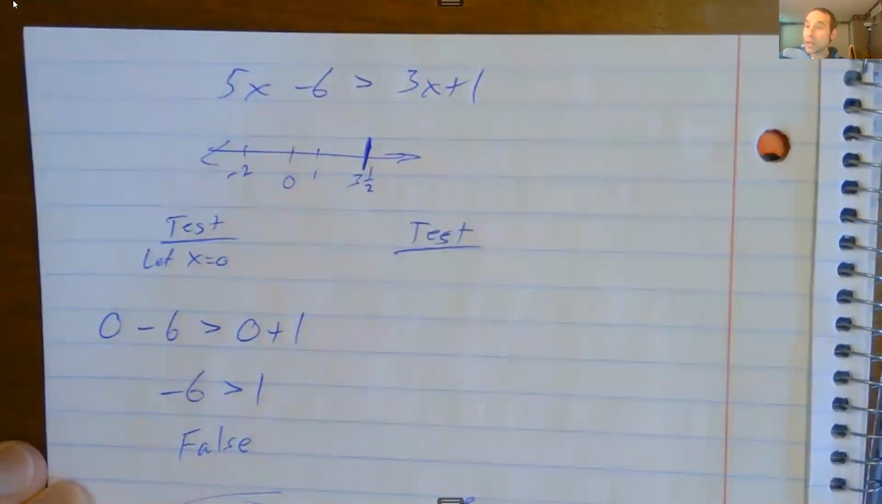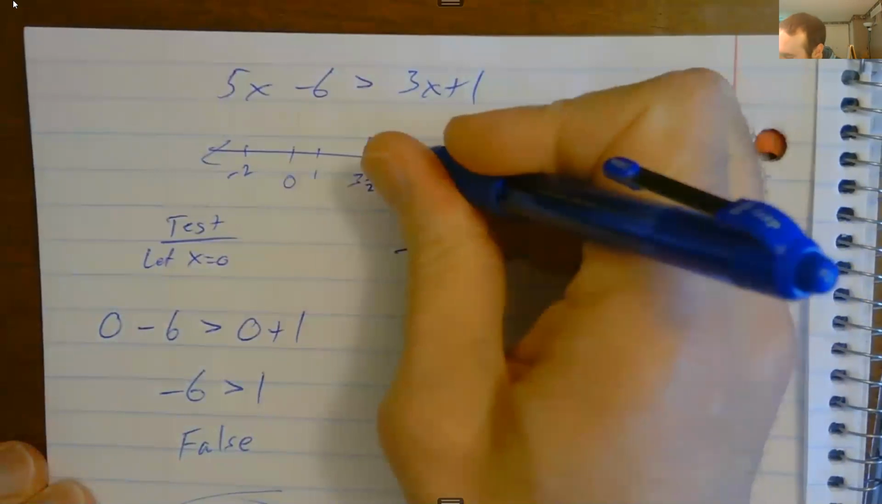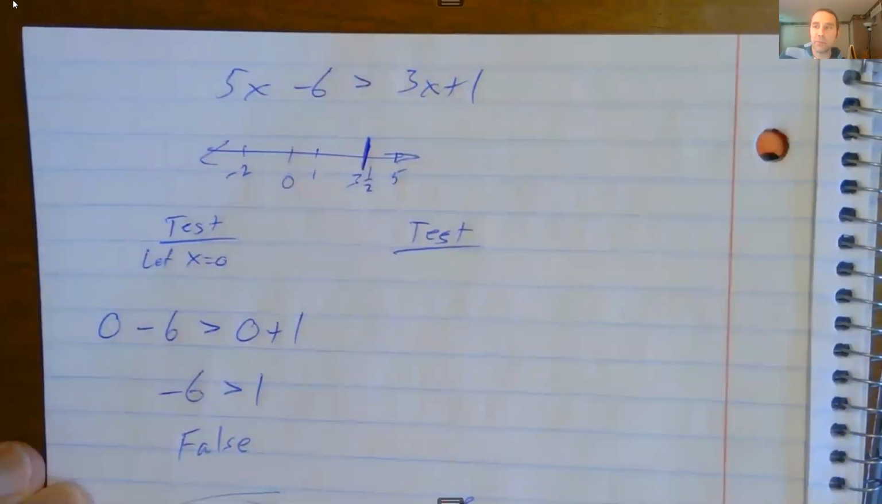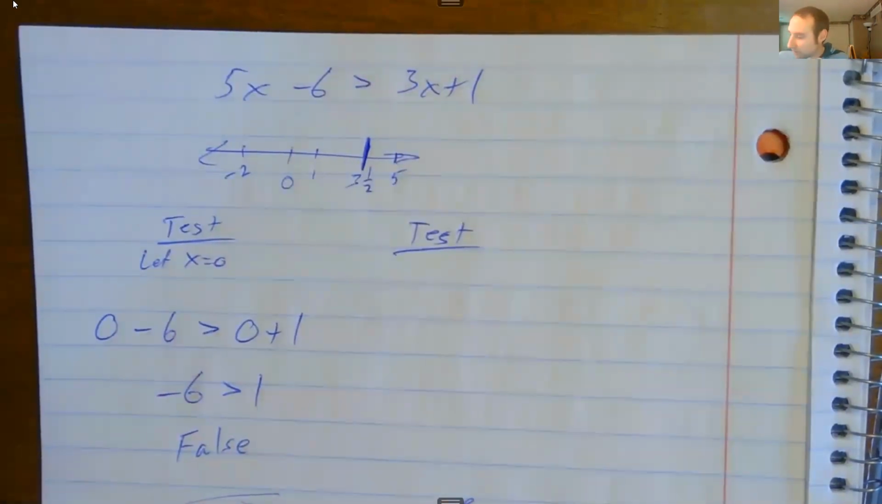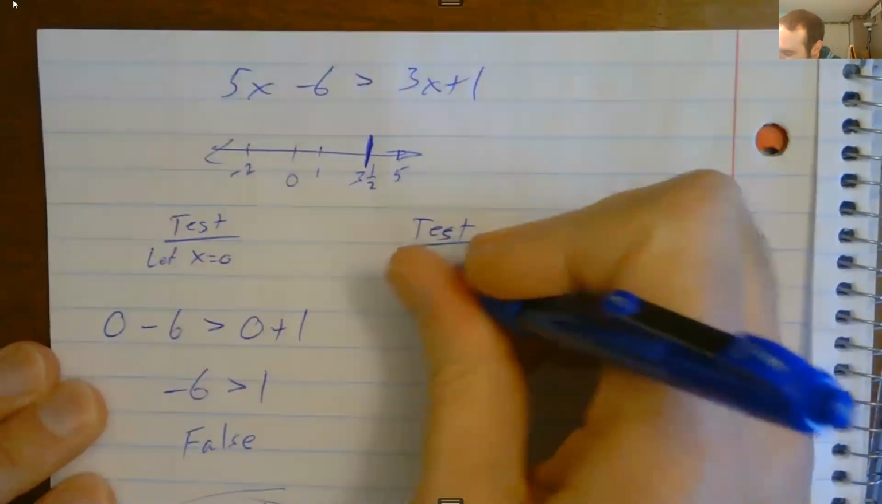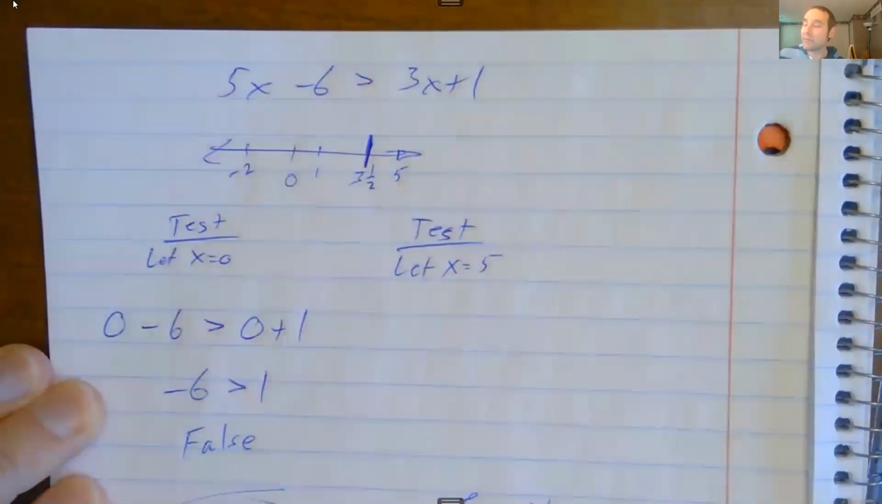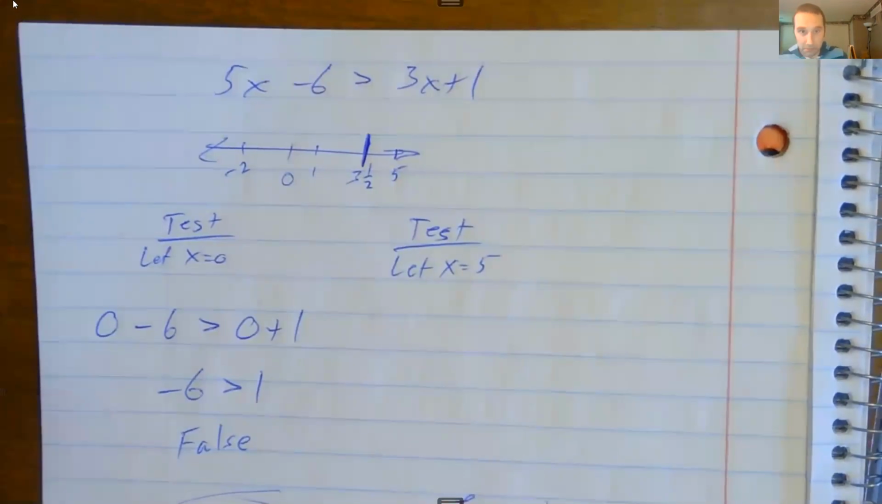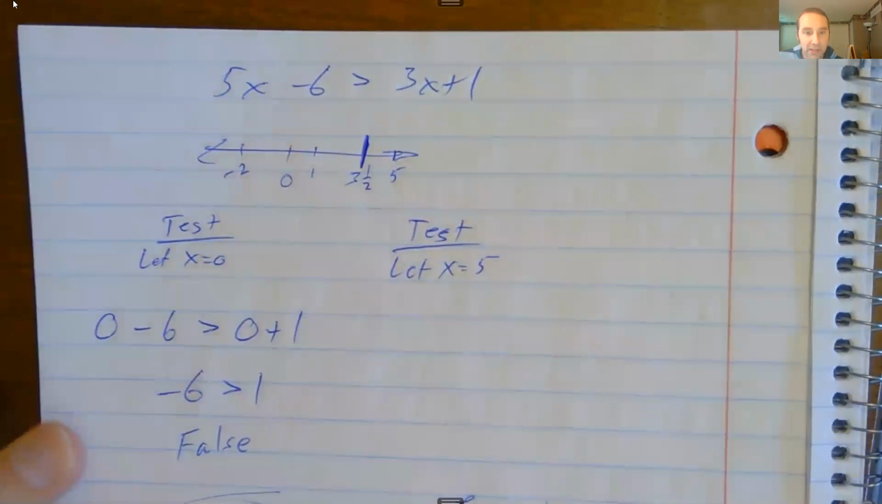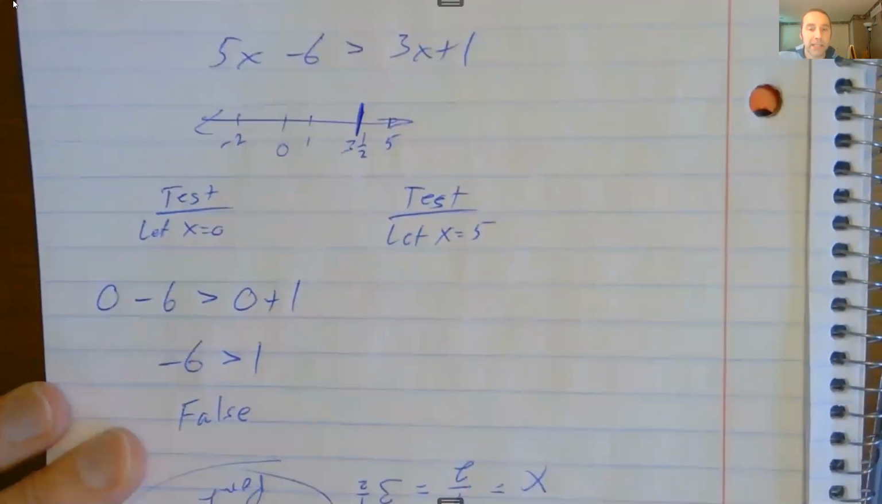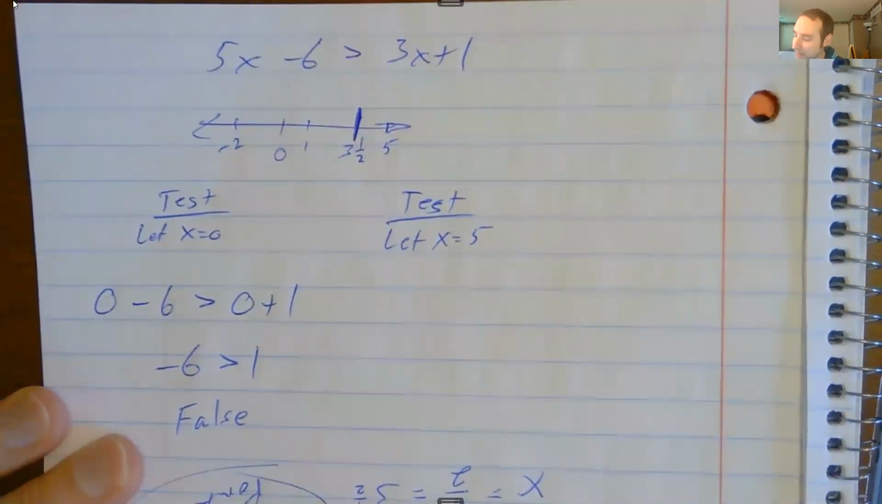I'm going to test something to the right of 3.5, and 5 is a pretty easy number for me to plug in. I know how to multiply things by 5 pretty quickly. So I'm going to let x equal 5. If you wanted to try x equal 10 or plug in x equal 100, that's fine. All of those values are to the right of 3.5. So I plug in 5 for my x. I let x equal 5.